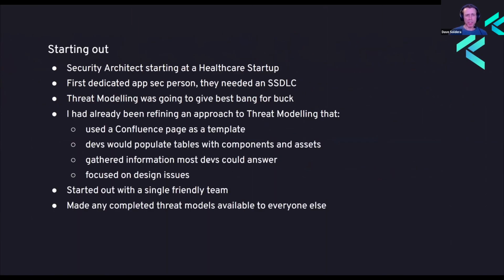So a big focus for me, and the approach I wanted to use, was to make it as developer-friendly as possible. For me, that meant using familiar tools. Confluence was used internally, so I wanted to use that. I only asked the people populating the threat model, the devs in my case, to populate data that they didn't need to be a security expert to answer. And I tried to keep the information needed at a high level, as I really only wanted to detect design issues, or at least mostly design issues.